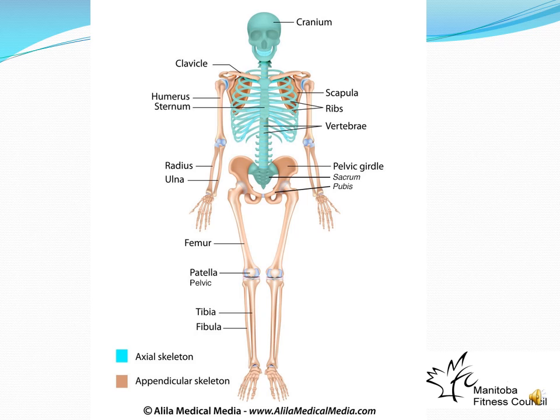So let's start with a little bit of naming. You're responsible for knowing these different bones. So the first one is the skull. The term we use is our cranium. Our cranium. Next is a clavicle.